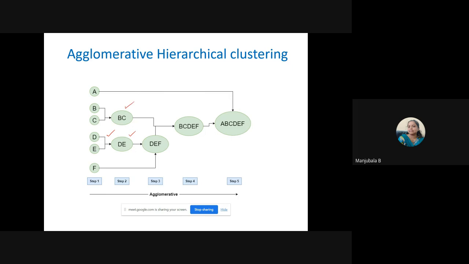Okay, next, D with respect to F, next iteration, they are having minimum distance. So we are combining D, E, and F. Next, D, E, F and B, C are having the minimum distance, so we are combining into B, C, D, E, F. And finally, B, C, D, E, F and A, we are combining into this one. So at this step, we are getting the single cluster, which contains all the data points, right? So from this, we'll get a dendrogram. And from this dendrogram, we have to decide how many clusters exist for that particular data set.